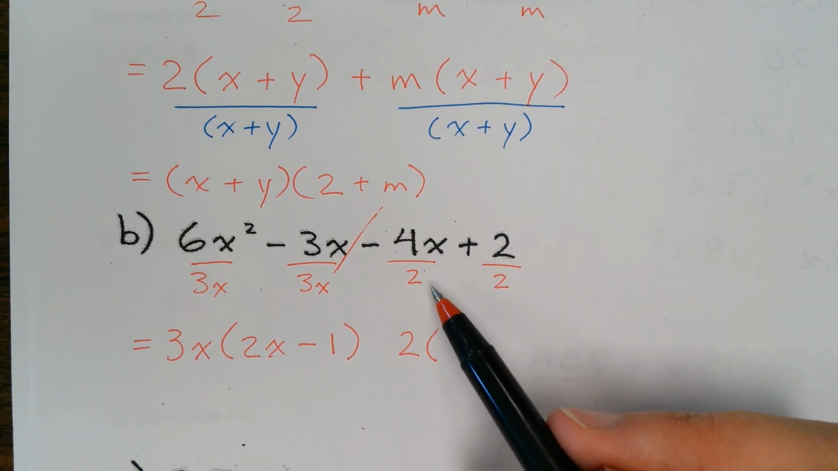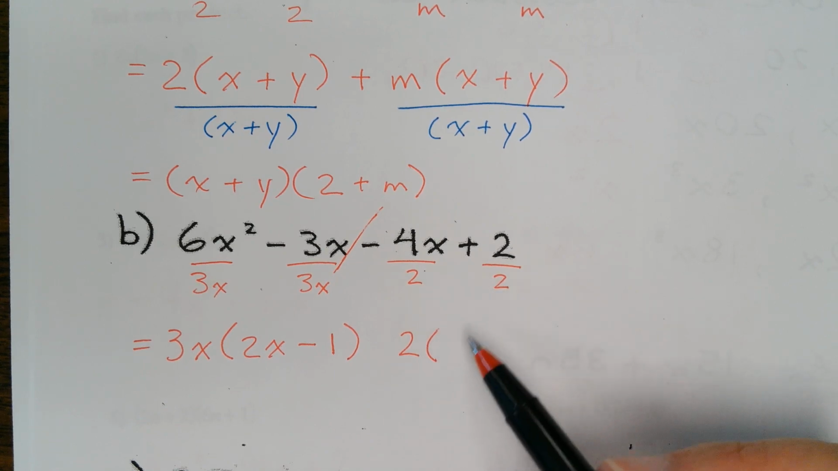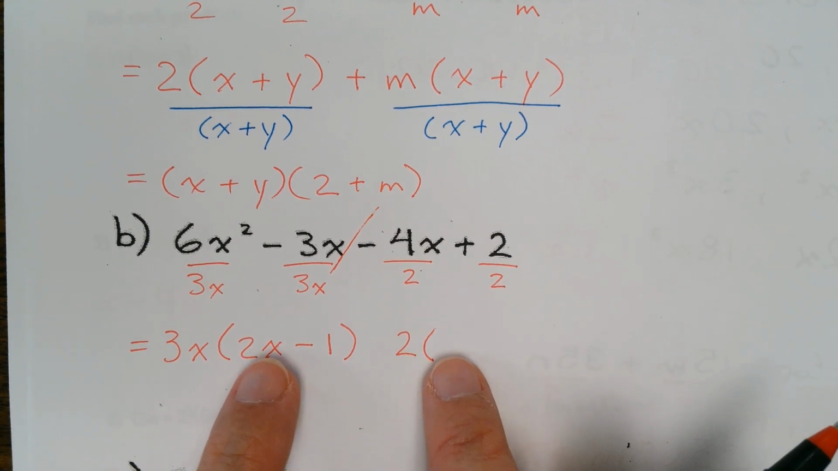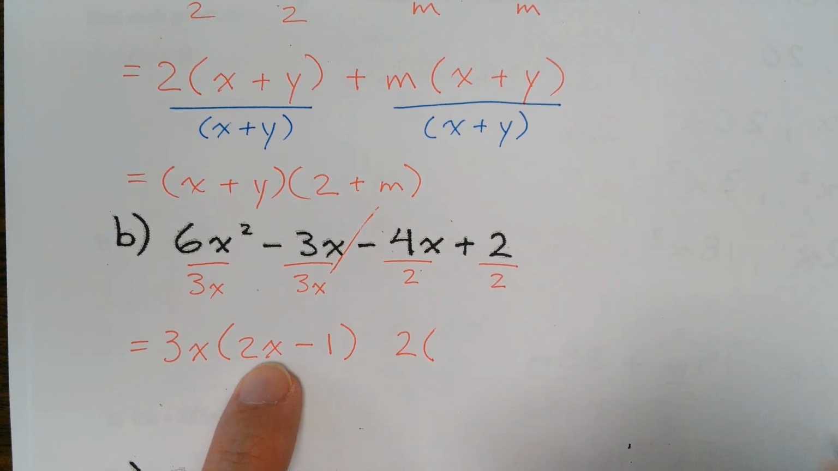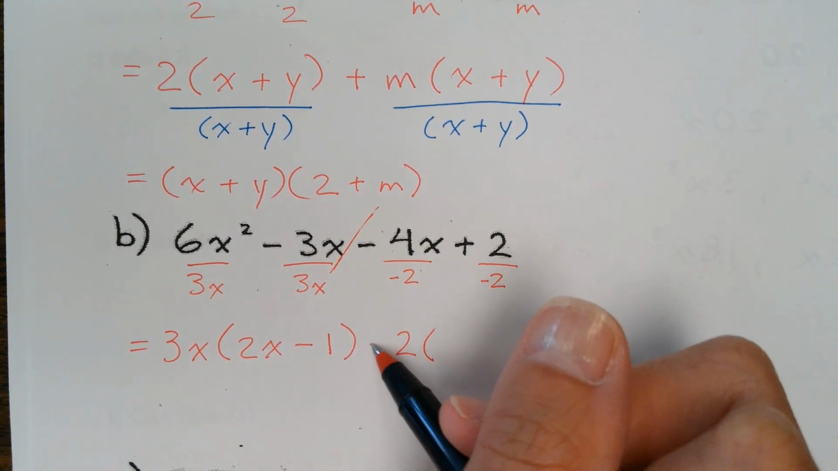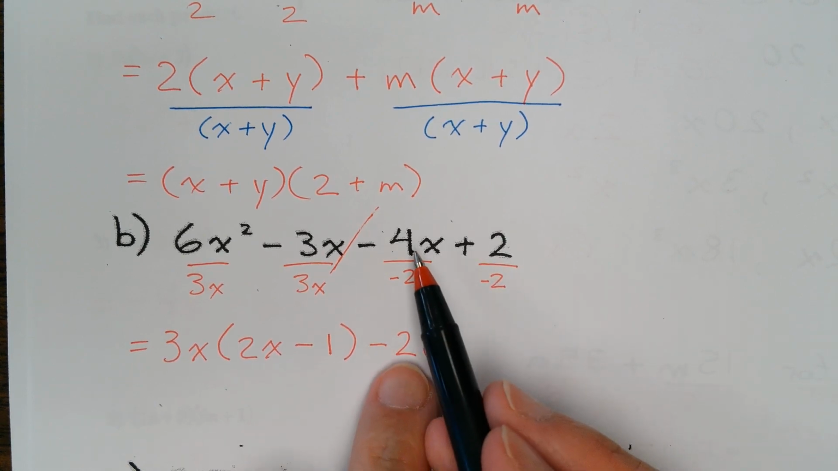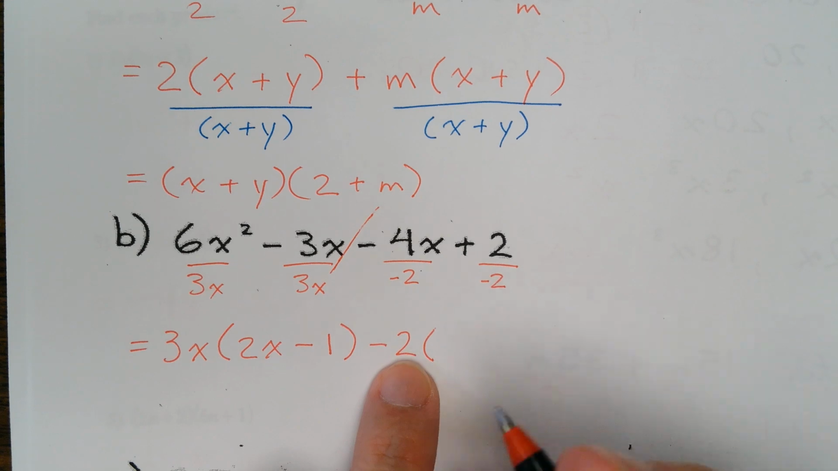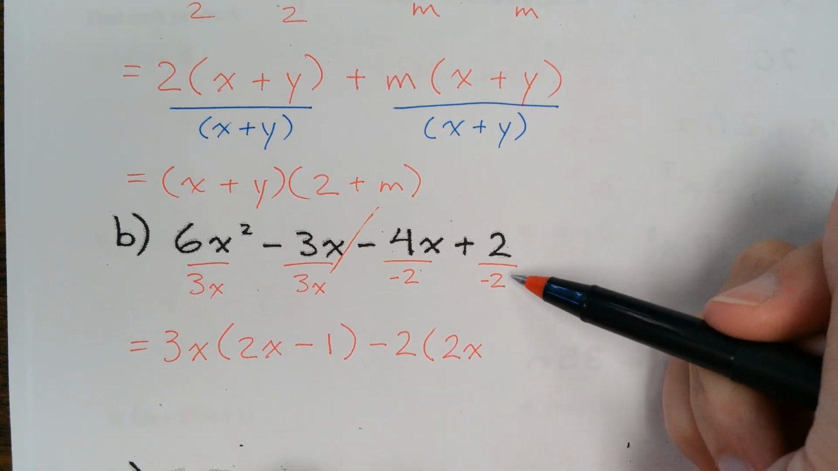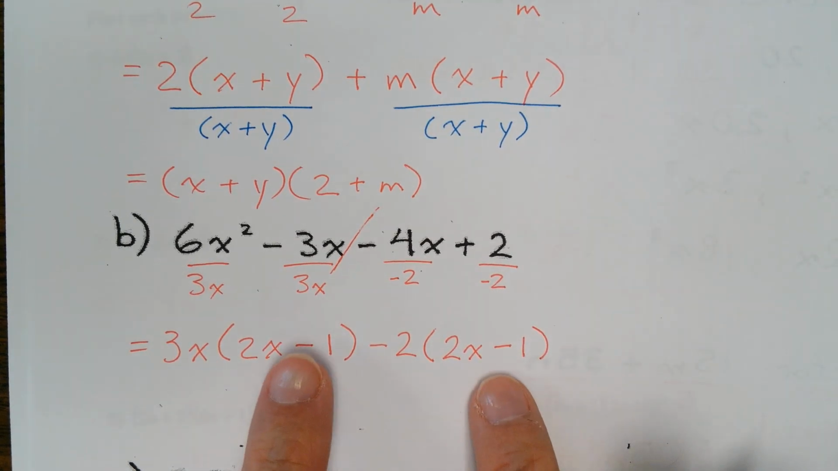Negative 4x divided by 2? Negative 2x, right? But I don't want negative 2x. I want it to match up with this side. So instead of just taking out that 2, I can divide both sides by a negative 2. So now what happens when I do negative 4x divided by negative 2? I get the positive 2x. And positive 2 divided by negative 2, I get negative 1. Now both brackets match up.